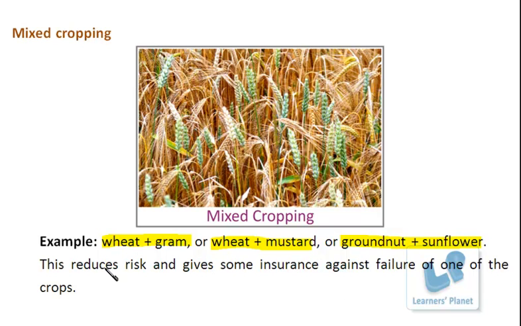The advantage of this mixed cropping is, of course, one, that it reduces the risk of failure, and it gives some insurance if the failure of one of the crops has taken place. Initially the double benefit is there, but in case one of the crops has failed, then definitely the other is present over there, which will help in facing the loss that has come because of the other failure. The next type is the intercropping.